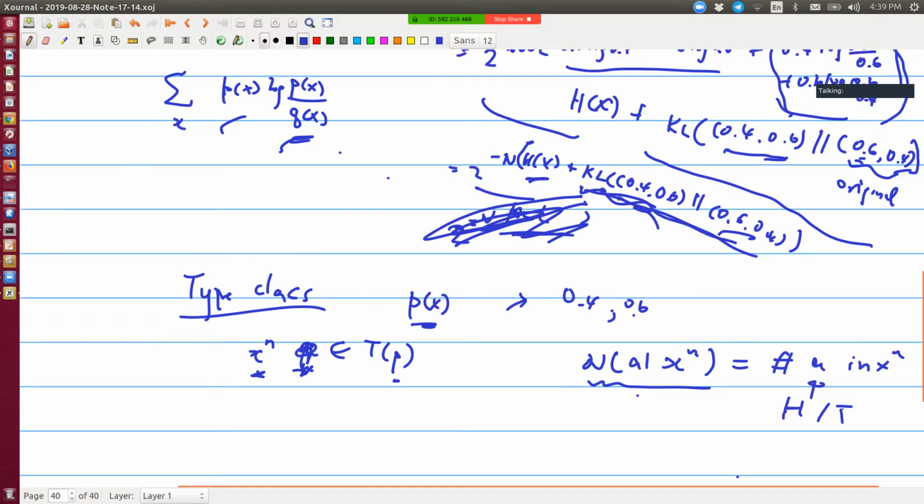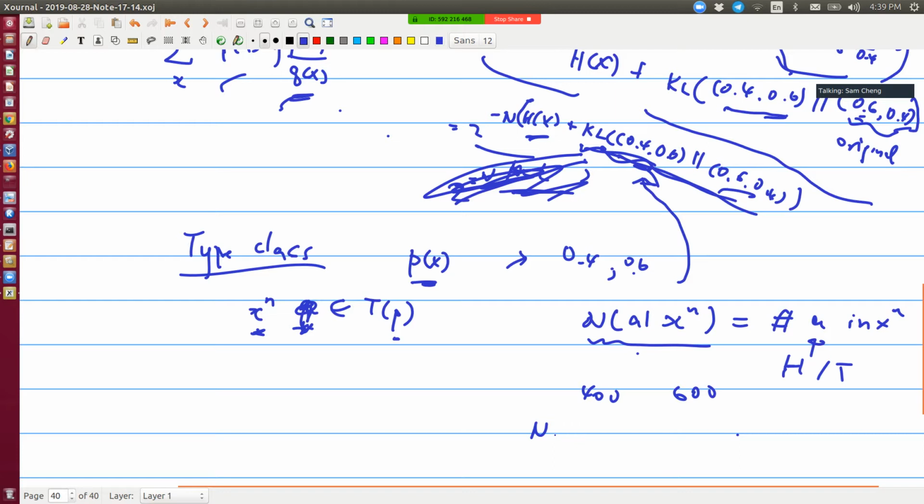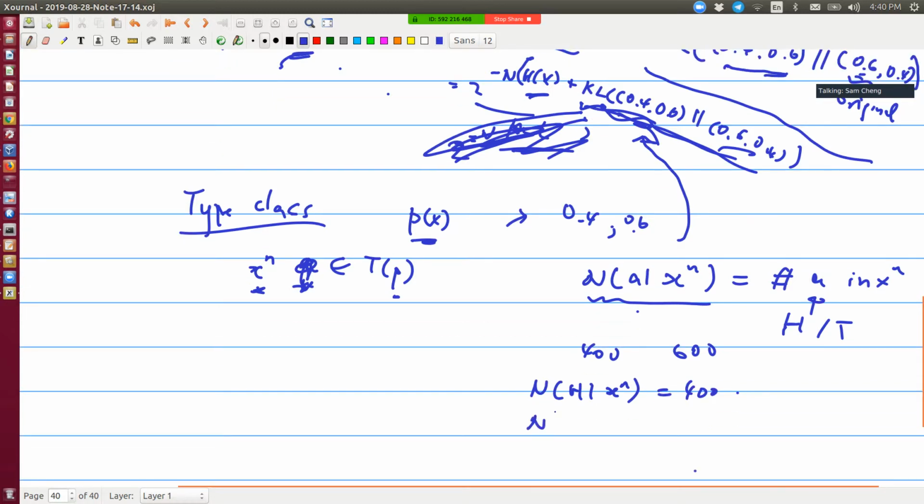For example, for this type here, that will be like 400 heads and 600 tails. So therefore N head, for this particular sequence Xn here, is equal to 400, and N tail of Xn is equal to 600. It's just a simple notation. To define this, basically for a particular outcome A of X, we count how many times this outcome A appears inside the sequence Xn.